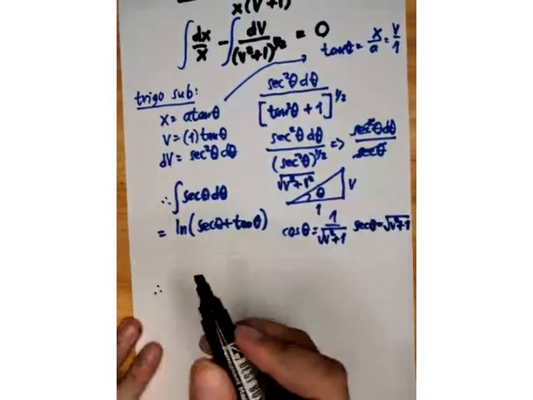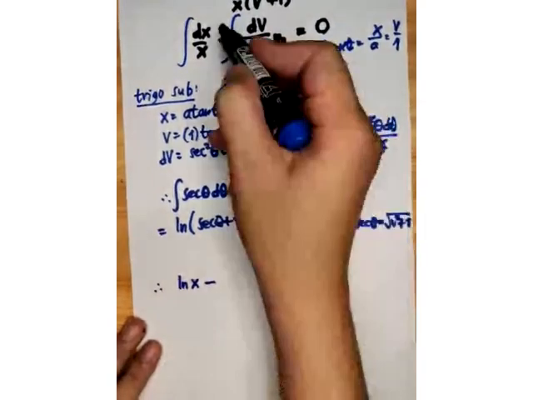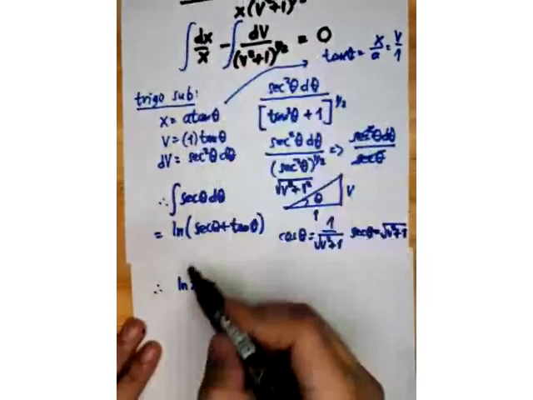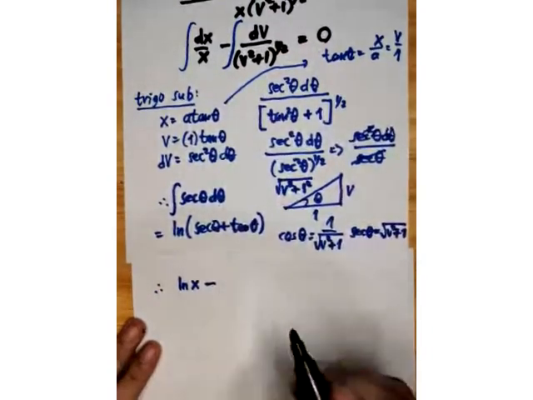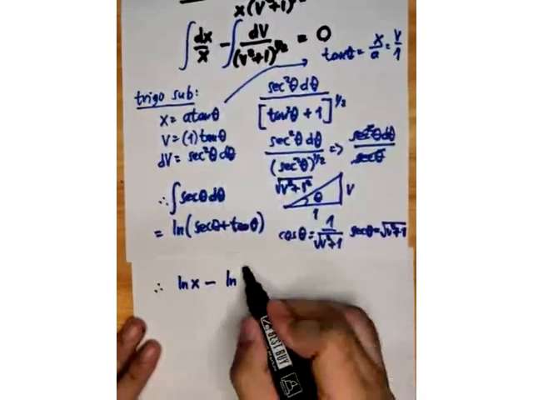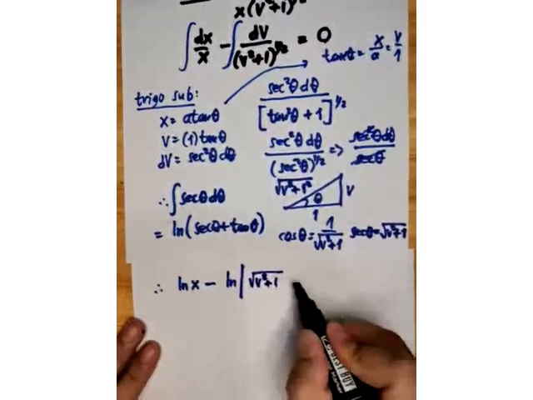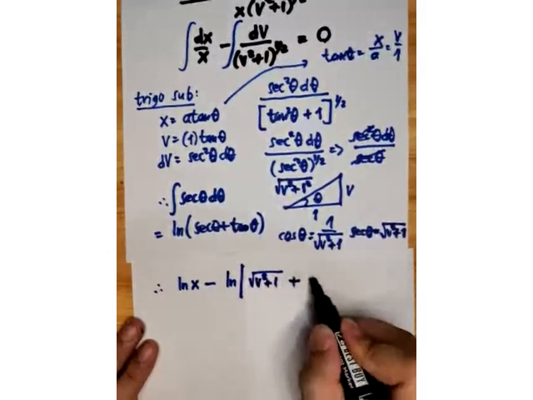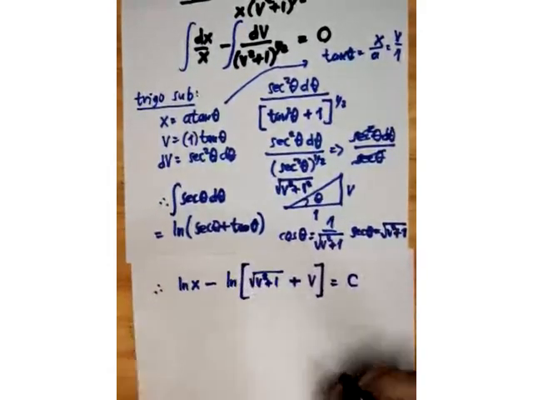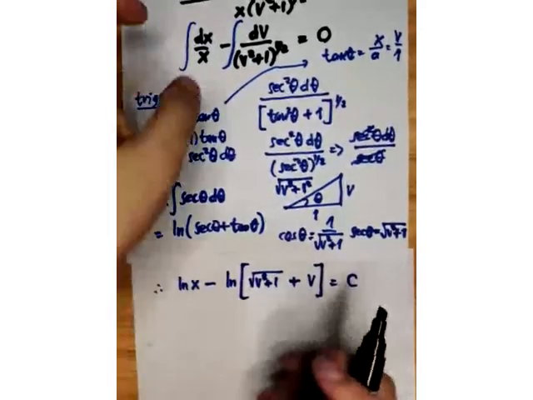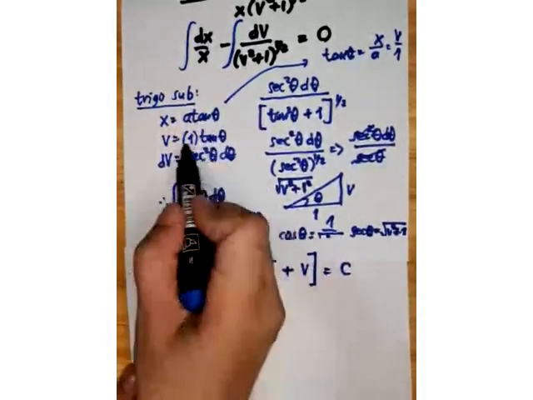Therefore, anong sagot natin? Ating integral ng dv over v squared plus 1 raised to 1 half is ln of secant, which is the square root of v squared plus 1, plus v, plus c. Ayan. Okay, why v? Because tangent theta is v. Tangent theta is v.